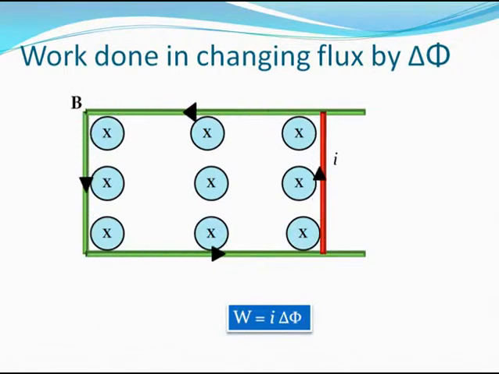So if we want to keep the current constant, and keep the rate of change of flux constant, and keep the rod moving with a velocity v, in that case we must do work I delta phi against the magnetic force, which will try to reduce the magnetic flux, the current and the velocity. Understood? This is again an important formula and you have to remember it.